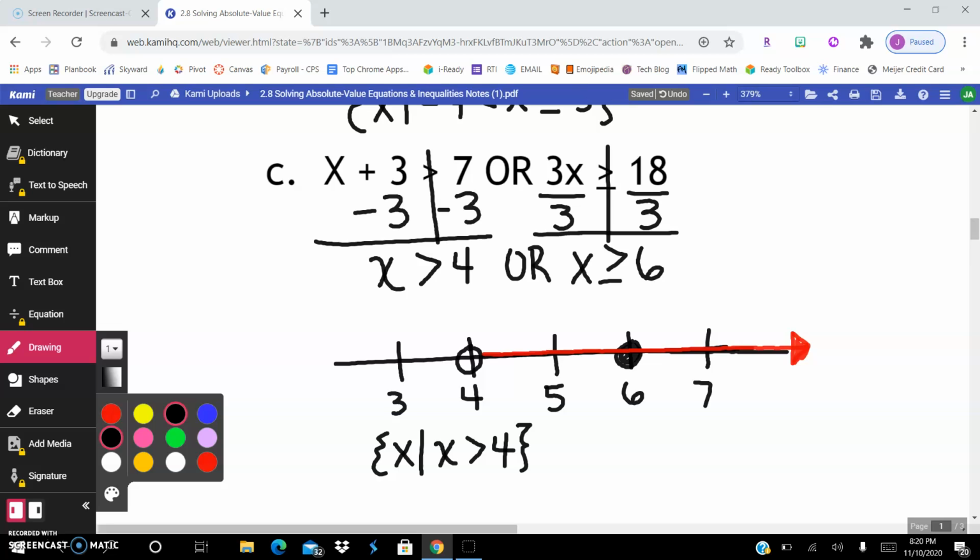And then if we had to write this in interval notation, we're starting at 4. It's our smallest point. We're not including it, so it gets a parenthesis. And we're going on forever into the positive numbers there. So we're going on infinitely there. And we can't include that, so it gets a parenthesis as well.